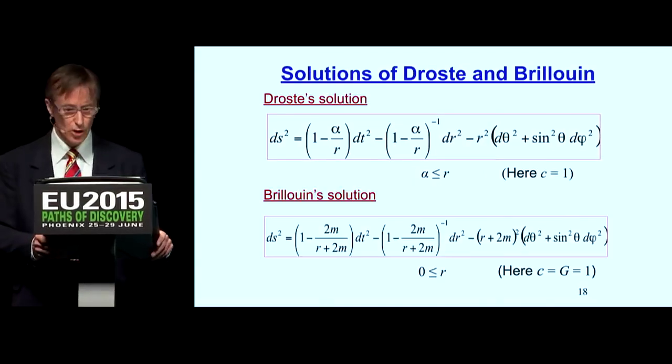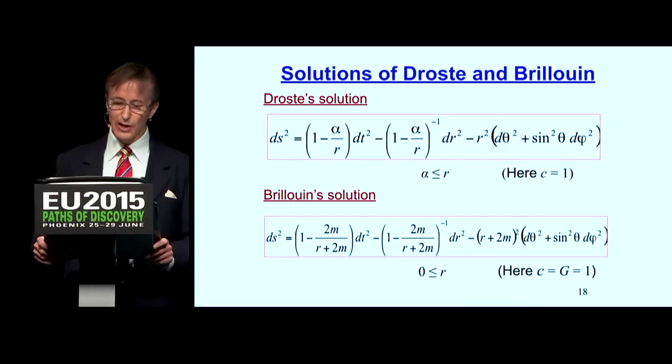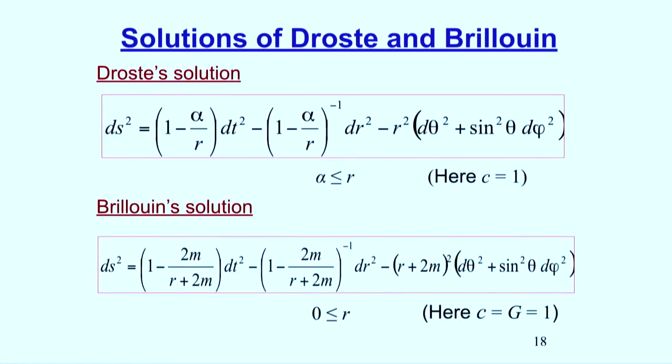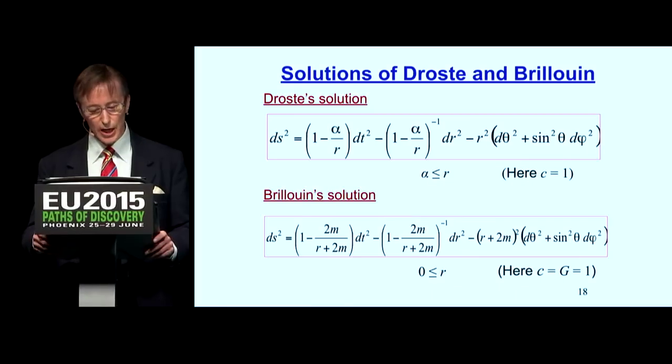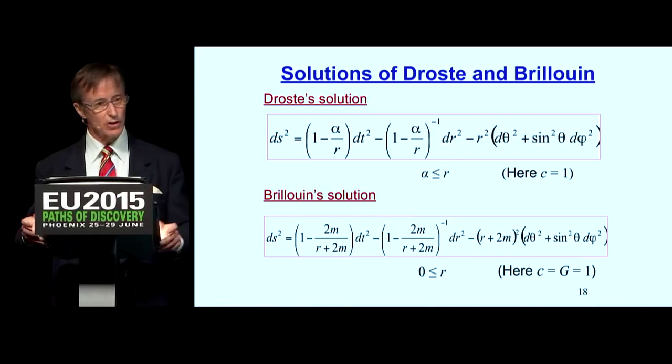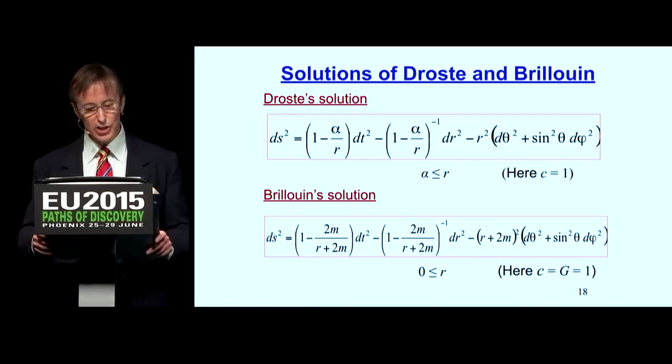Let's have a look at Droste's solution. This looks exactly like Hilbert's solution, except it's got an alpha rather than 2m, and alpha is less than or equal to r. Again, here c is 1. And we'll have a comparison with Brillouin's solution. Brillouin wrote this equation in 1923, and you see in his case, r goes down to 0. But r is now kind of acting like a parameter. ds squared is this one, r goes down to 0.